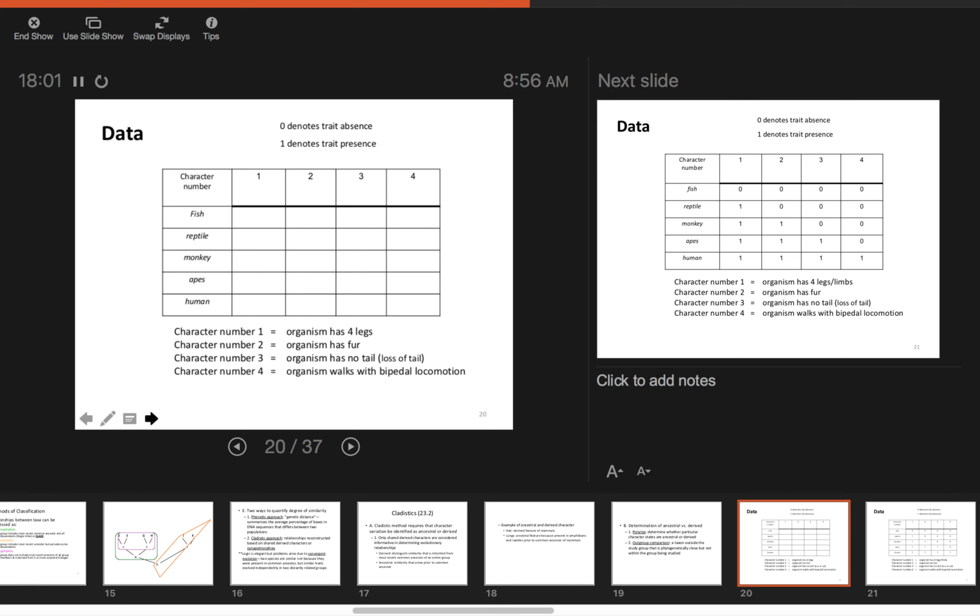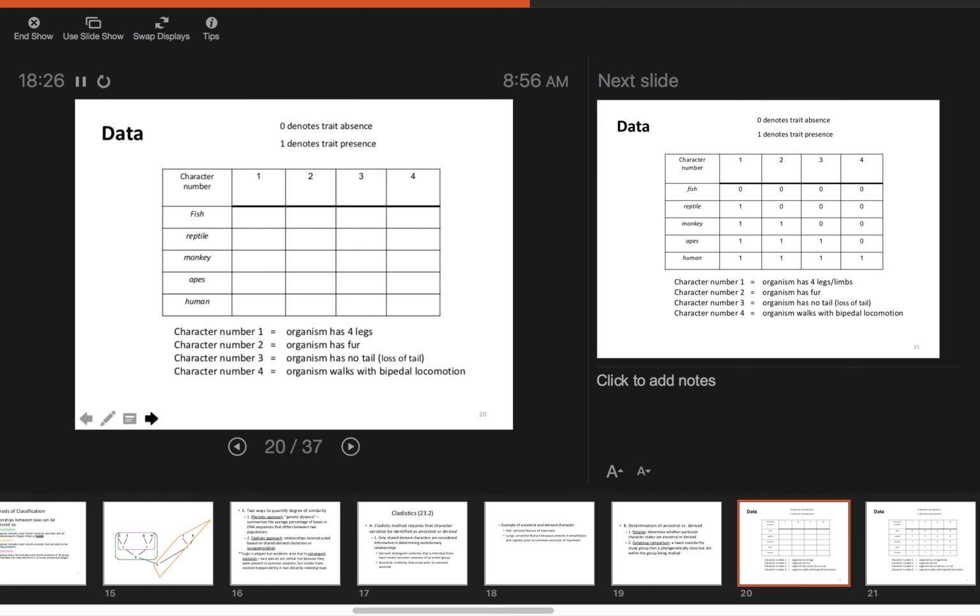Reptile. Okay. Organism has 4 legs. Yeah, they do. Fur? No way. Has no tail? They have a tail, so it's a 0. Organism walks with bipedal locomotion. 2 legs? No way. No. Okay, moving on to the monkey.